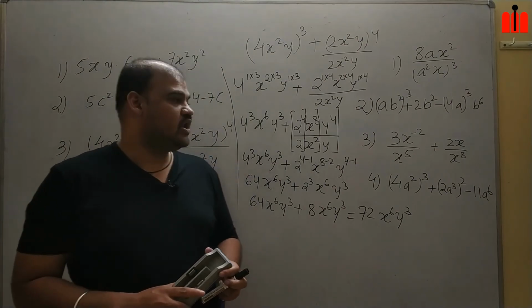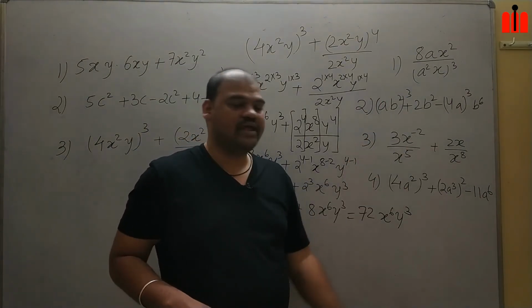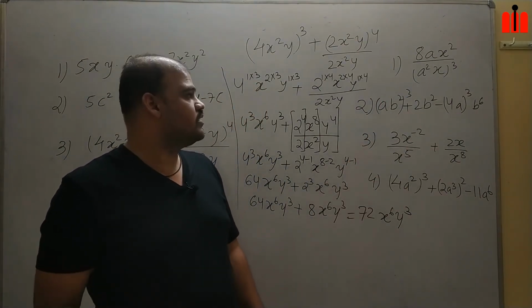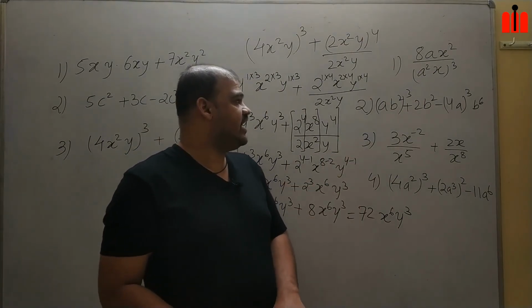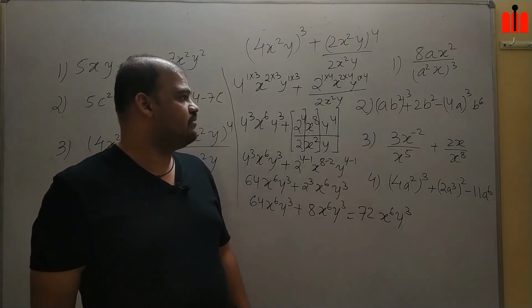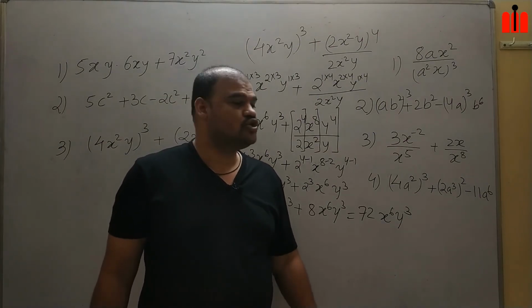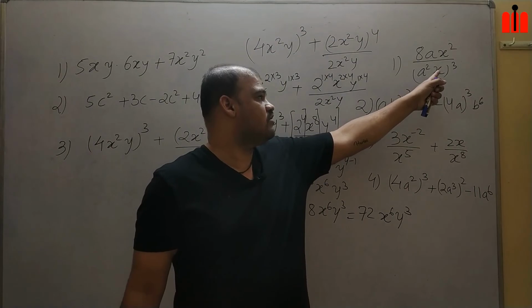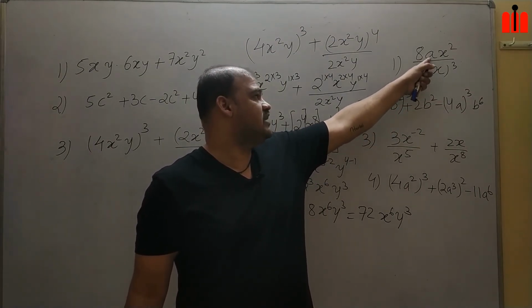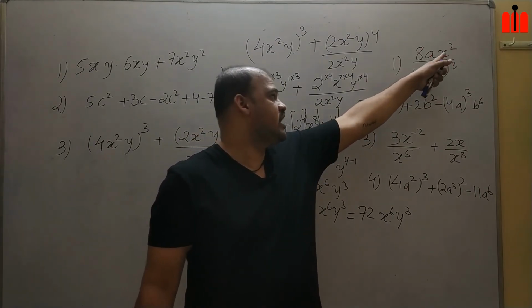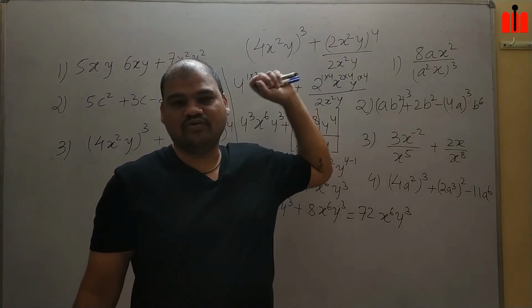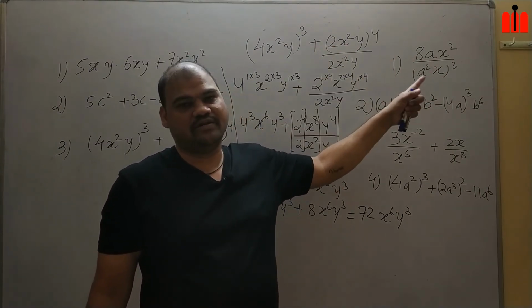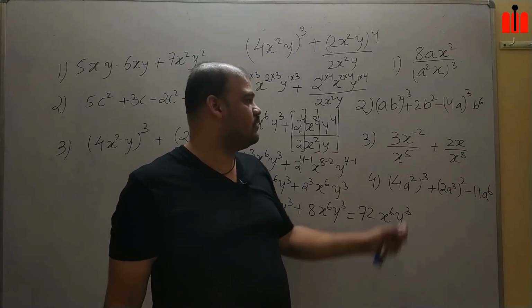Okay, now these are the problems for your homework. First one is 8ax square divided by a square x cube. So what you have to do, a to the power of m to the power of n. So it will become a to the power of 6 x cube. After that a by a to the power of 6, x square by x cube. So you have to use a to the power of m by a to the power of n. So this is what you have to do in this problem.